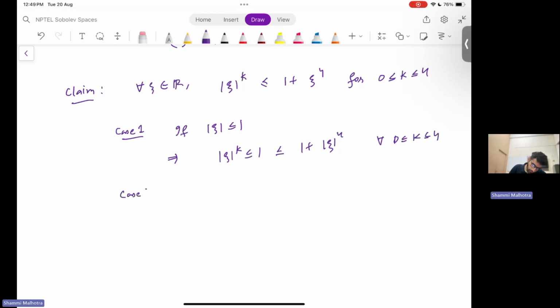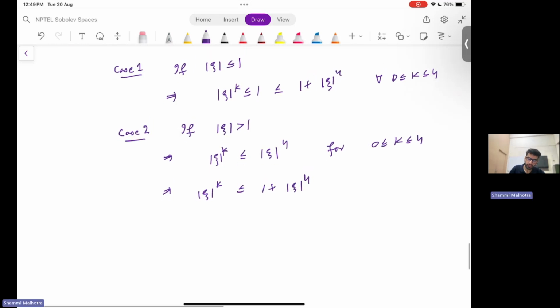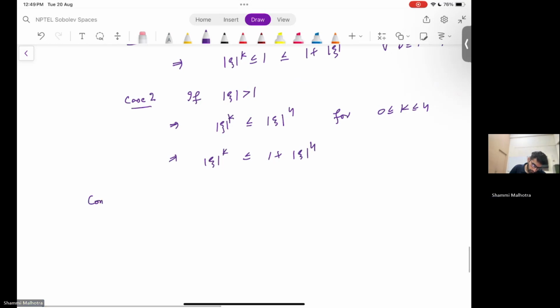The second case will be if mod xi is greater than 1. If that is the case, then we know that xi raised to the power of k has to be less than or equal to xi raised to the power of 4, and that holds for all k from 0 to 4. And that implies that mod xi to the k is again less than or equal to 1 plus mod xi raised to the power of 4. So combining both cases, we have the claim.